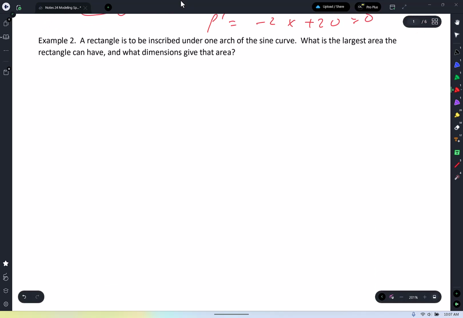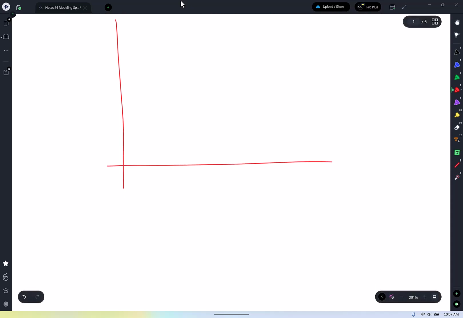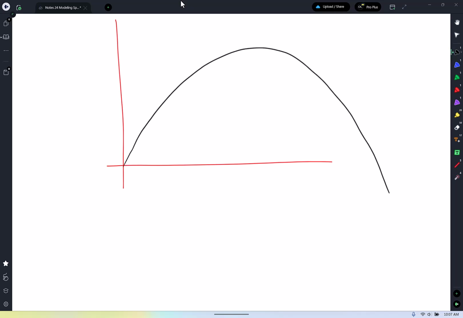Does everyone know what the sine curve looks like? All right, does everyone know what the question is even asking? I have a rectangle inscribed under one of the arcs of the sine curve. So here's sine x. I'm exaggerating it, guys. That's sine x. I know that this is x equals 0 over here, and way over there, I know that that is x equals pi, because this is y equals sine x.